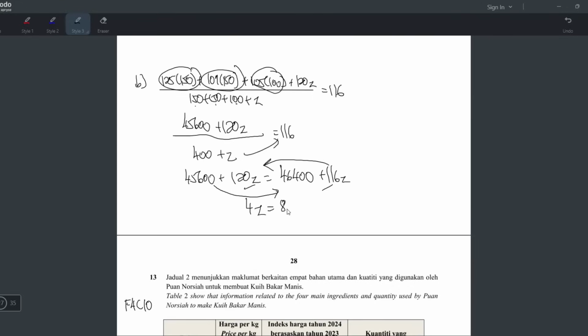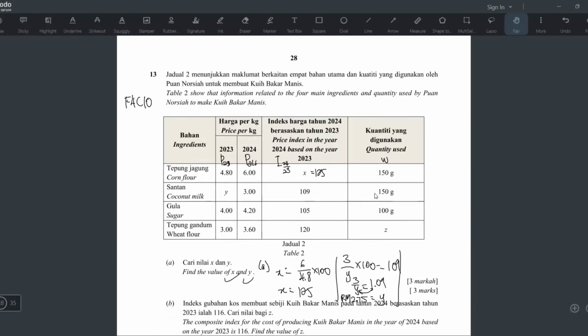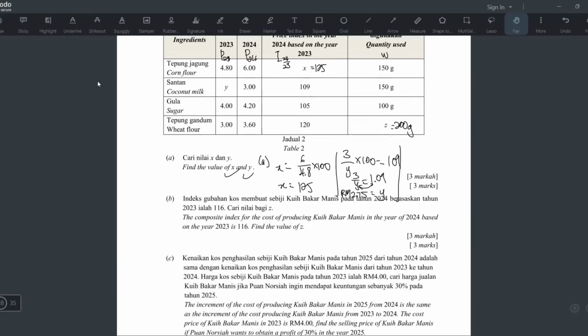And then your Z comes out already. 800 divided by 4 is 200. So that is the Z. Okay, I remember the weightage is in gram, right? Yeah, everything is in gram. So it's better you just write the 200, the unit also, the gram. Okay, that's all for B.